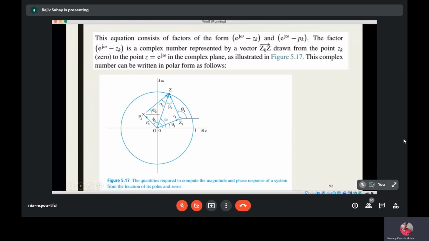Okay, are you able to understand what I'm saying? Yes, sir. Okay. So those who want to draw this diagram, they can draw.